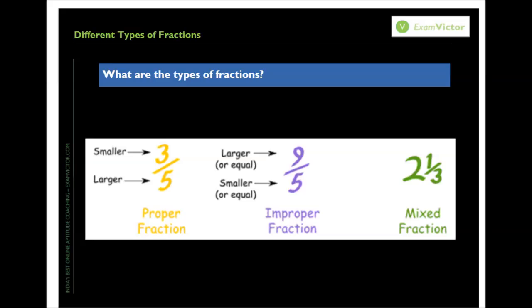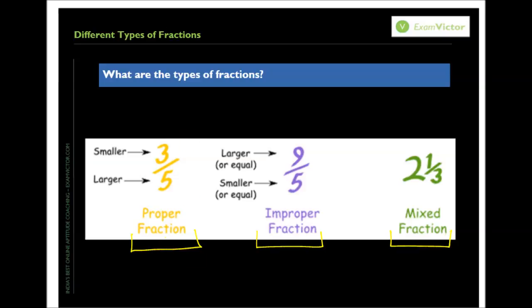Okay, so beginning from right at the bottom, what are the types of fractions? As far as our exams are concerned, we break down fractions into three types. The first is the proper fraction, the second is the improper fraction, the third is the mixed fraction. They differ in the way they are written and also in the numerator and denominator.